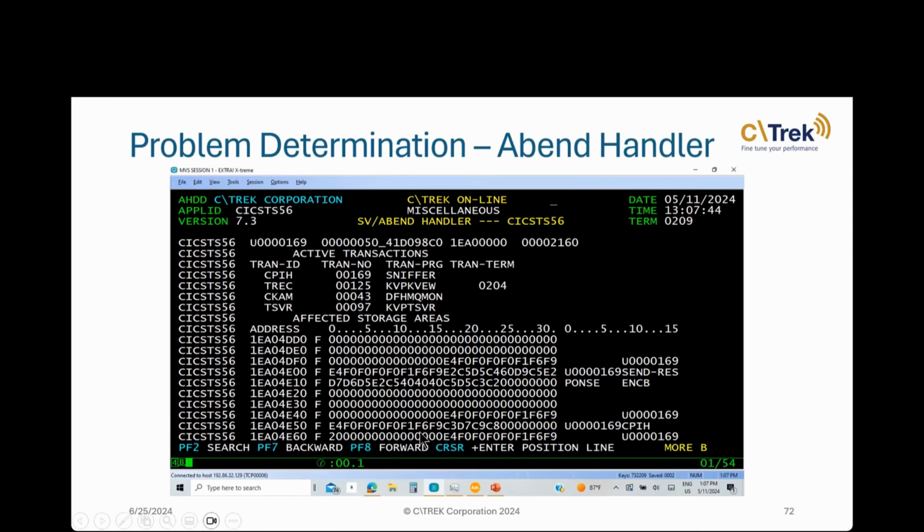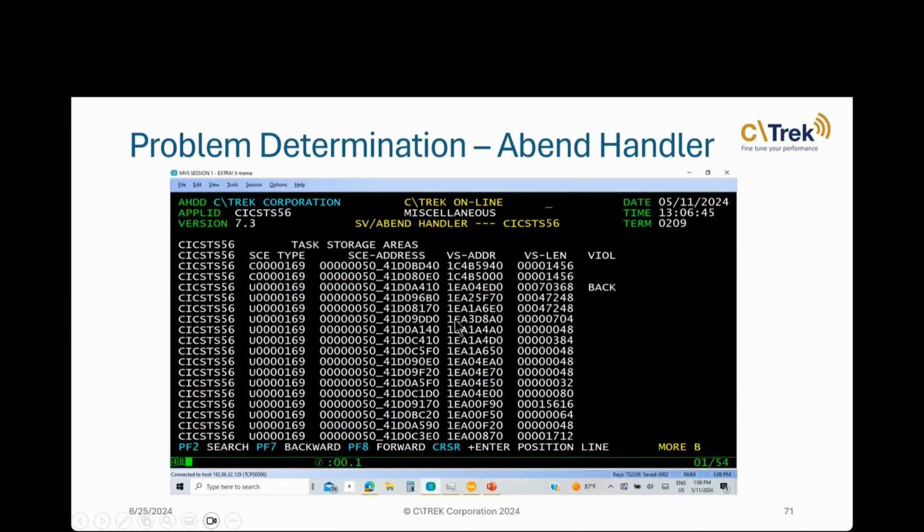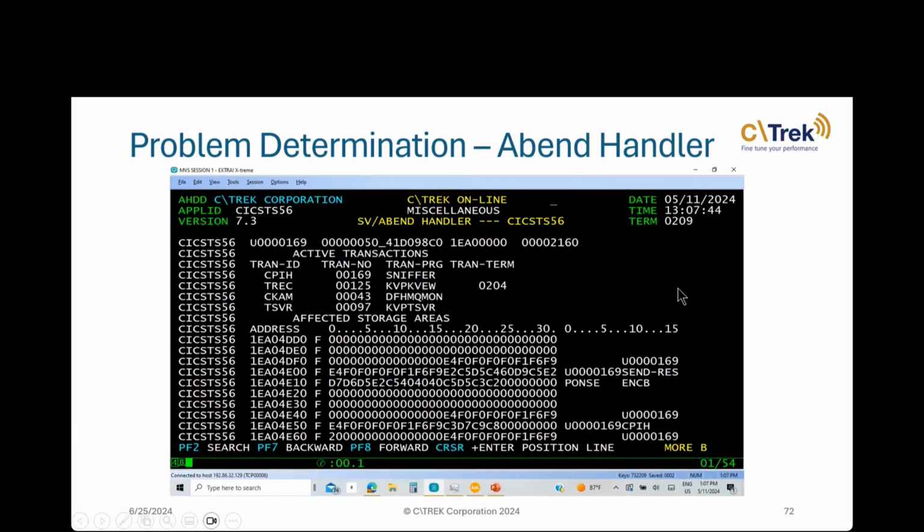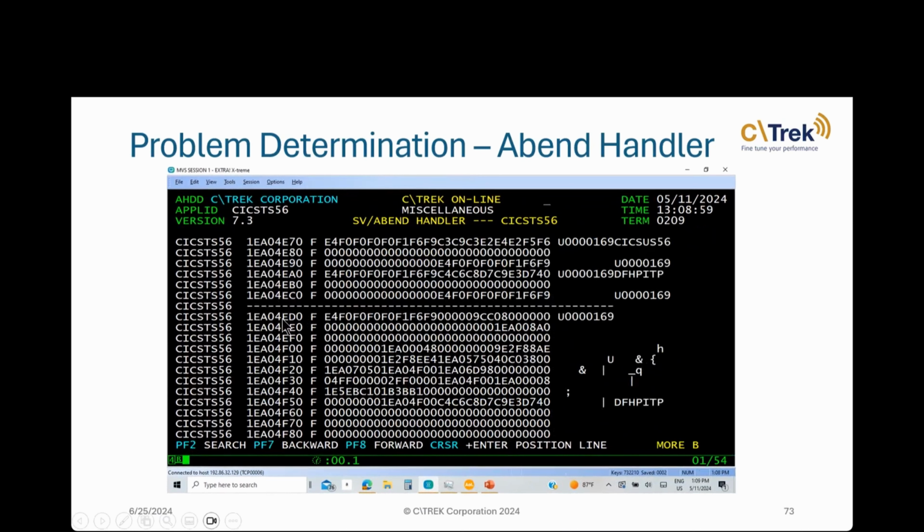This is 256 bytes before that area. Remember, this area was 1EA04ED0, right? So this is the area before 4ED0, 255 bytes. You notice that this is in good shape. That's what it should be. This is the transaction.